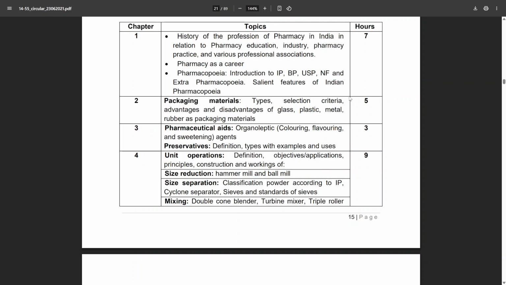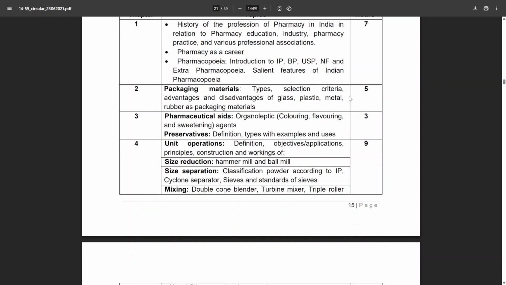Chapter 2. Packaging material, types, selection criteria, advantages and disadvantages of glass, plastic, metal, rubber as packaging material. So these are the packaging materials that are used to pack the medicines and cosmetics. You will learn about that as well. Chapter 3. Pharmaceutical aids, organoleptics, that is coloring, flavoring and sweetening agents. Preservatives, what are preservatives? Definition, types with examples and uses.